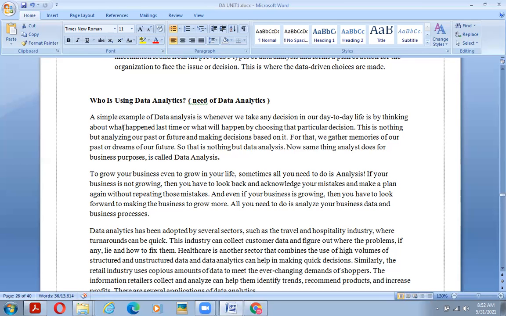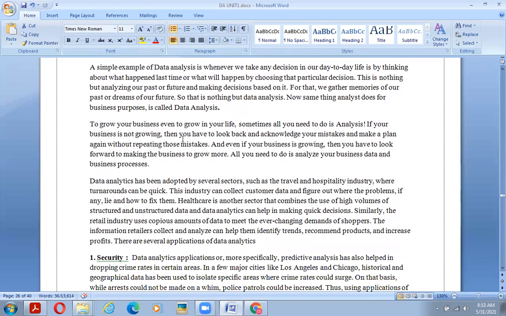Whenever we take decisions in our day-to-day life, it is by thinking about what happened last time or what will happen by choosing that particular decision. That is nothing but analyzing our past or future and making decisions based on it. For that, we gather memories of our past or dreams of our future, so that is nothing but data. So that is nothing but a data analysis. Now, the same thing analysis does for business purposes, and that is called data analysis or data analytics, to grow our business, and our life.